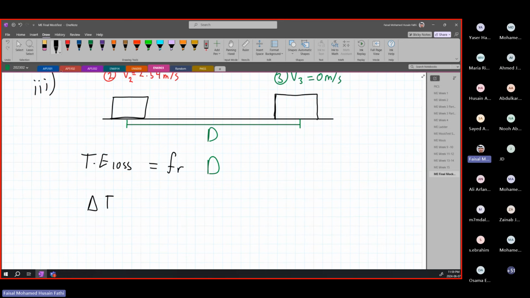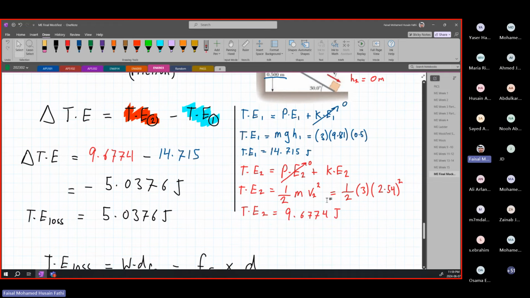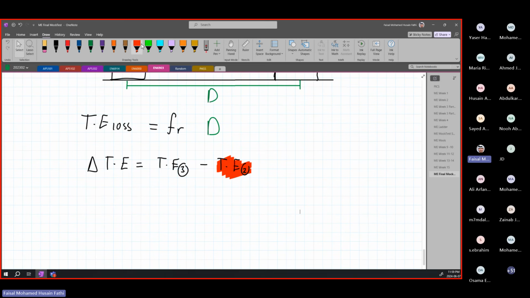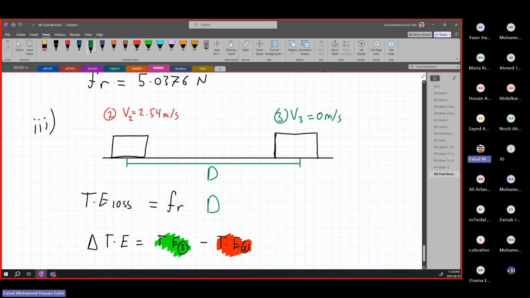Delta TE is going to be equal to TE final, in this case TE3, minus TE2 initial. And remember, this TE2 is exactly the same TE2 we found early on, the exact same value, the exact same way of calculation as well. And this is our new TE3. What is the value for TE3? If we look at it here, we don't have any change of height. So our H here is still equal to 0. H3, also H2 from previously, was equal to 0. There's no change in height.